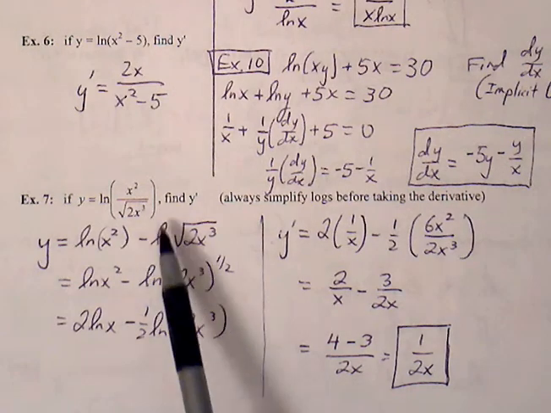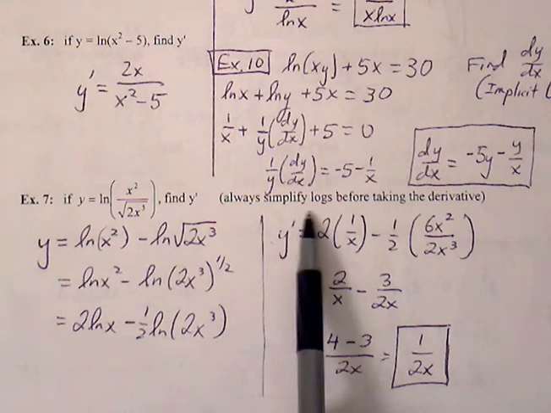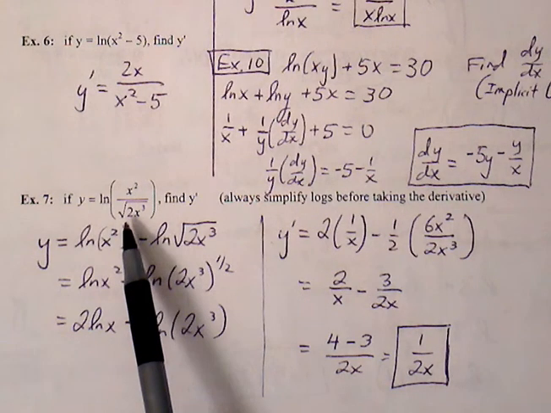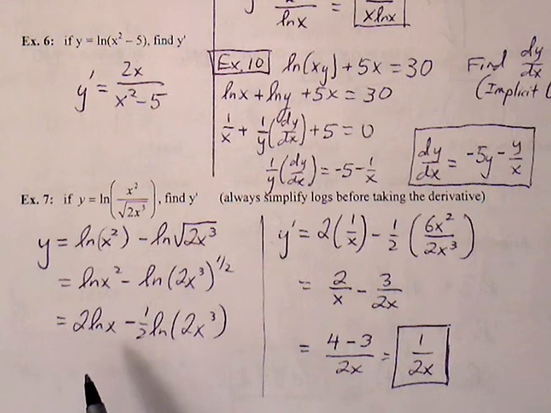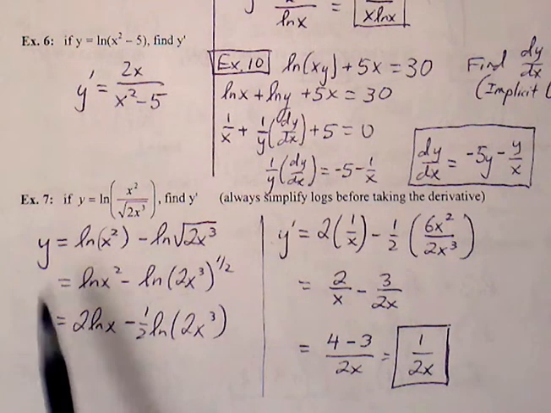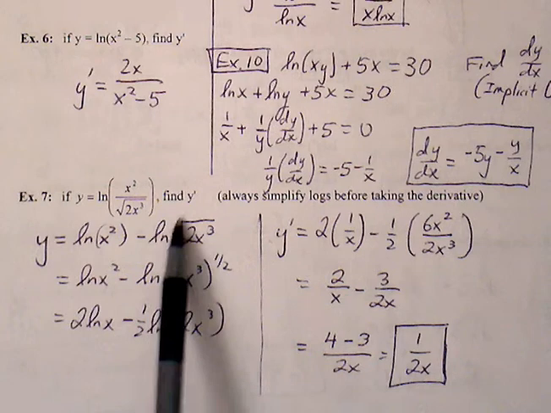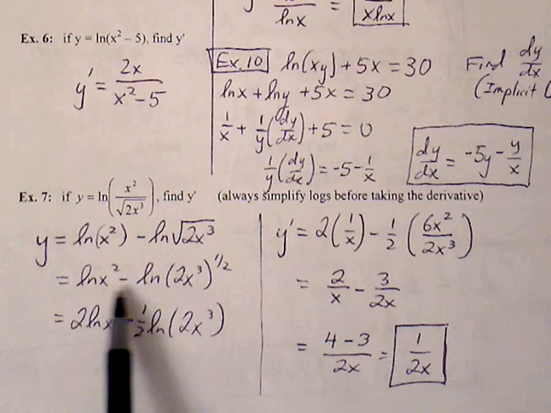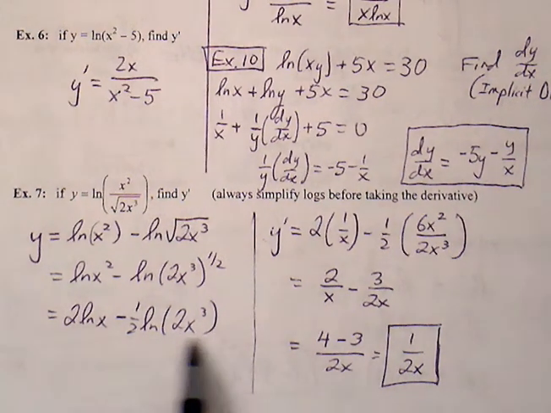Example 7. This is an example where we want to try and expand and simplify logs before taking the derivative. It makes things a lot easier in terms of finding the derivative later on. So if we can split this up into easier portions, then the derivative process will be a lot more manageable. So we have ln of a over b. I can expand that. So 2 ln of x minus ln of the square root of 2x cubed. The square root of 2x cubed, I can rewrite as ln of 2x cubed to the 1/2. So we keep expanding, bring down the 2 in front, bring down the 1/2. So now this is going to be a lot more manageable in terms of the derivative rule.